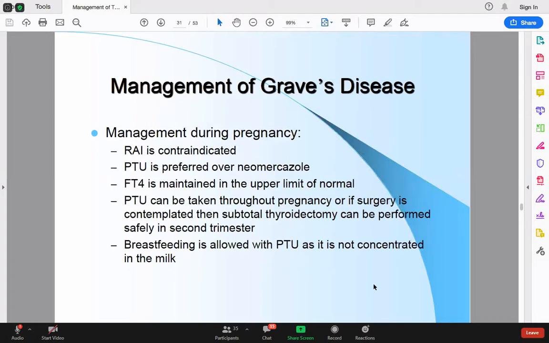During pregnancy, as we mentioned, pregnancy can precipitate Graves' disease, and this is why we talked about it in detail.